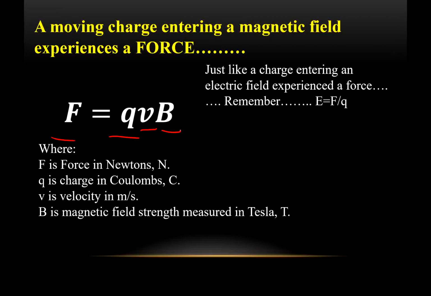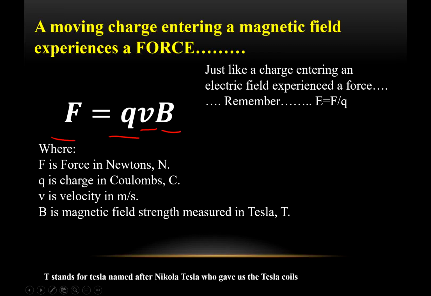F is force, Q is charge, V is velocity, and B is magnetic field strength, measured in Teslas. This is on your formula sheet. F equals QVB. Very straightforward. And we will have some examples to go through. These are very simple. So this is one way to do it.